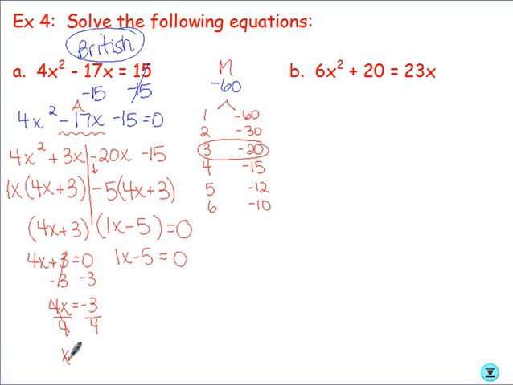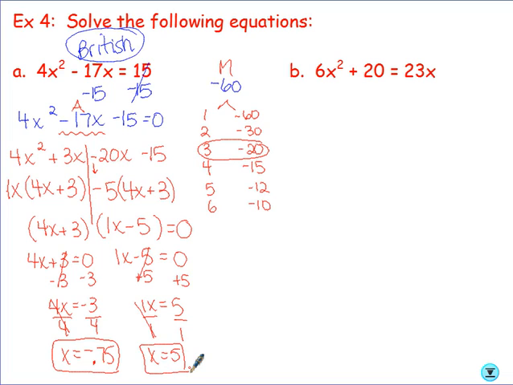We get x equals, if you put that in your calculator, you should get negative 0.75, and I will happily accept that answer. This one, add 5 to both sides. 1x equals 0 plus 5 is 5. Divide by 1, we get x equals 5.